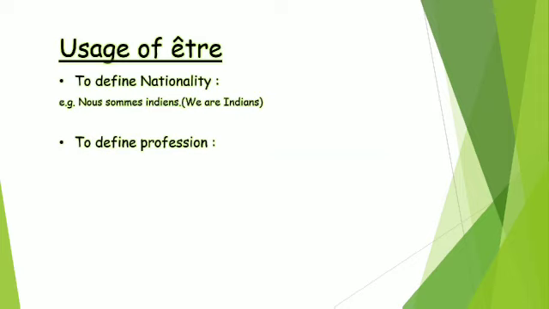To define profession. Example: Il est informaticien. He is a software engineer.